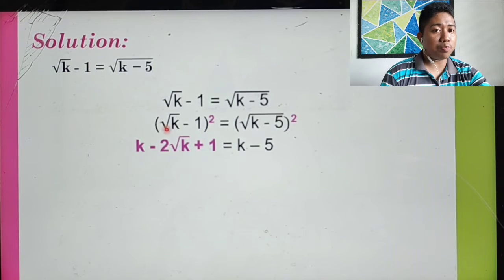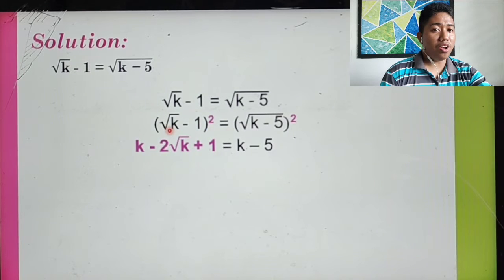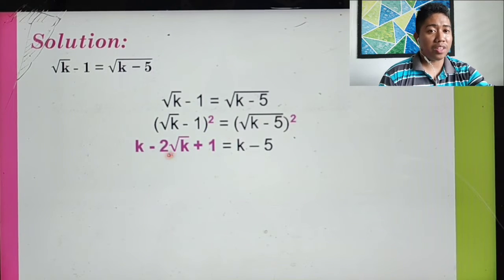So we are applying the special product, the square of a binomial. For the square root of k, we get the perfect square, which is k. Then the perfect square of negative 1 is positive 1. And then we get the middle term: the square root of k times negative 1, times 2, so we get twice of that, which is negative 2 square root of k. So k minus 2 square root of k plus 1 is equal to k minus 5.